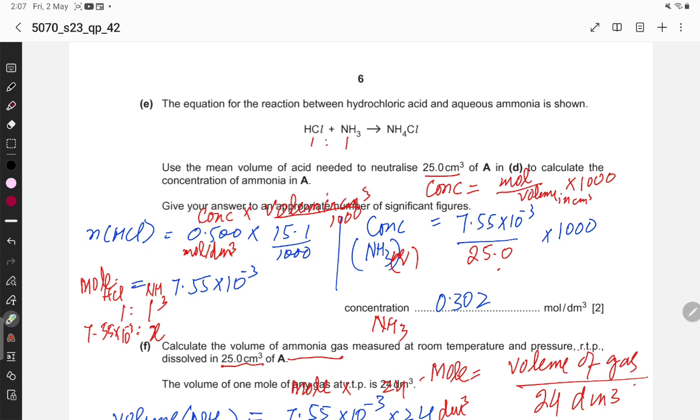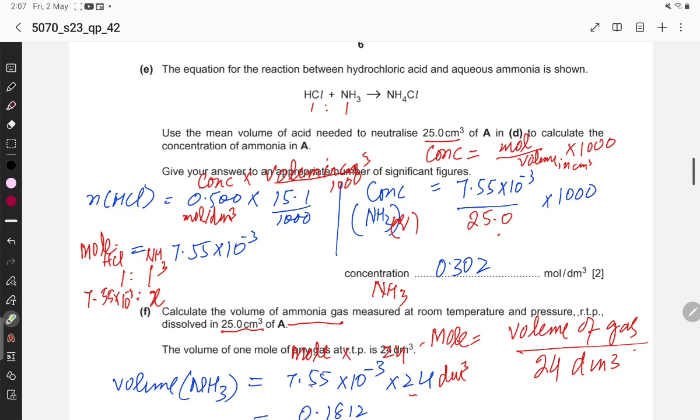So first we have to calculate moles of HCl, using concentration times volume in centimeter cube divided by 1000. The concentration is 0.500 mole per dm cube and the volume is 15.1 divided by 1000. So we get 7.55 × 10^-3. By using the mole ratio, we get the moles of ammonia. The mole ratio is 1:1, so 7.55 × 10^-3 is the moles of HCl. In this way we get the moles of ammonia, that is 7.55 × 10^-3.